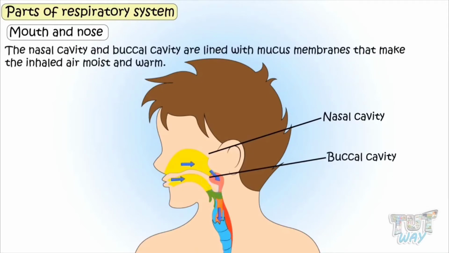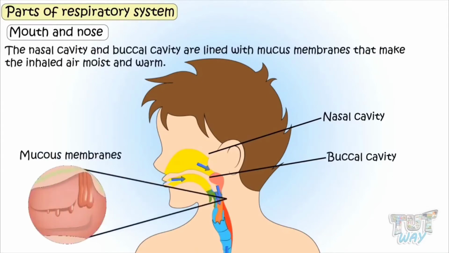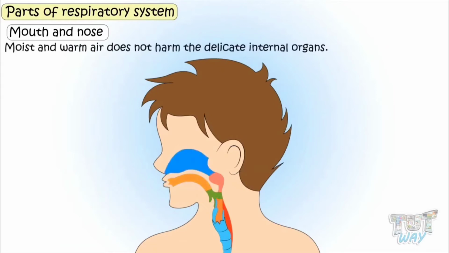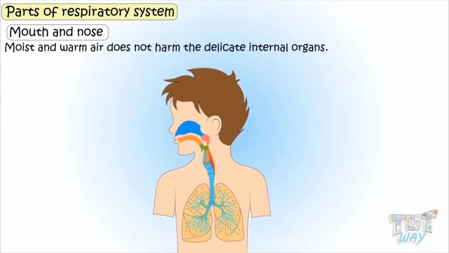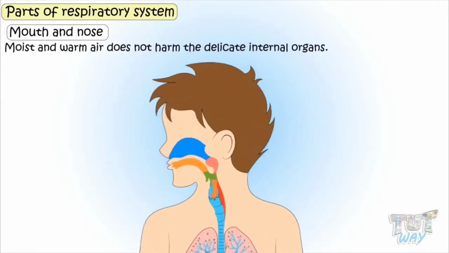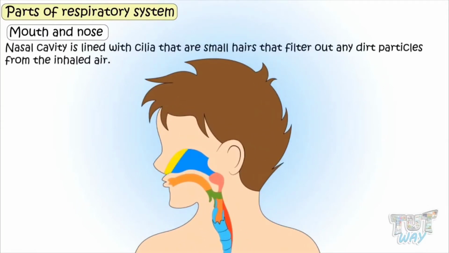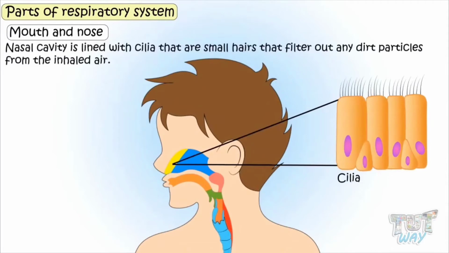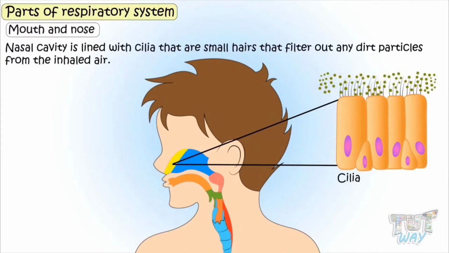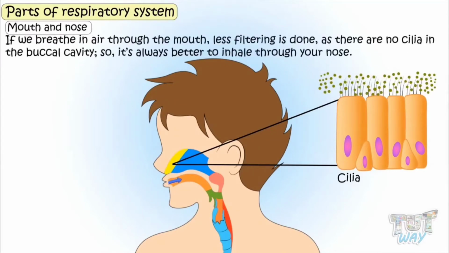The nasal cavity and buccal cavity are lined with mucous membrane that makes the inhaled air moist and warm. Moist and warm air does not harm the delicate internal organs. The nasal cavity is lined with cilia, small hairs that filter out any dirt particles from the inhaled air. If we breathe in through the mouth, less filtering is done as there are no cilia in the buccal cavity, so it is always better to inhale through your nose.